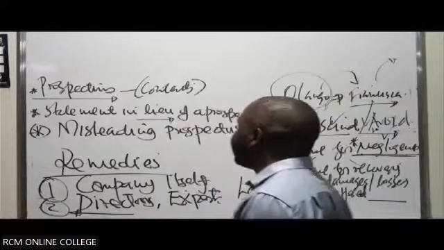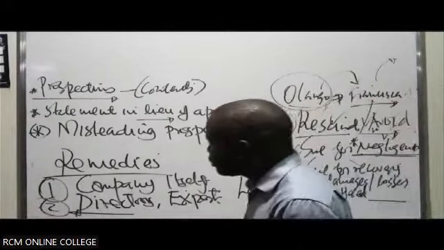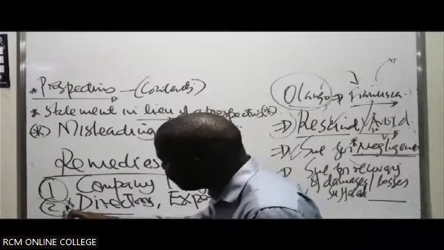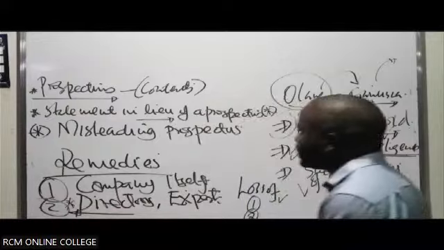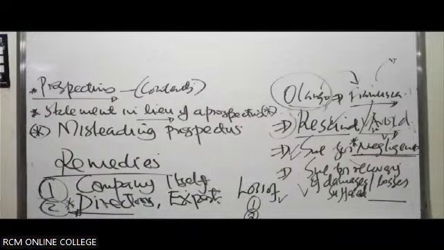The misleading prospectus. So you can take a break. Then you can come back and finalize on what are the remedies you have against the directors. Then you can look at other issues like methods of issue of shares. A break of 5 minutes should be adequate enough for us to relax. Then we come back.